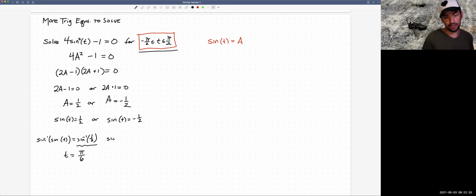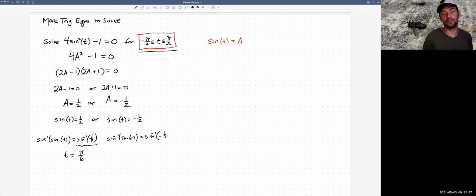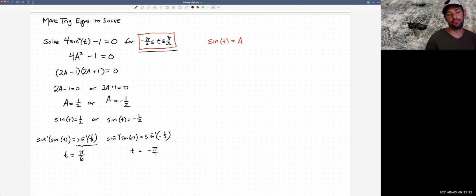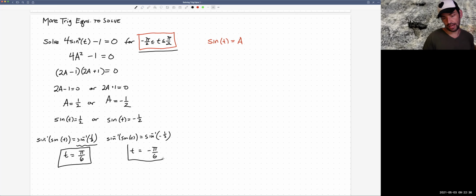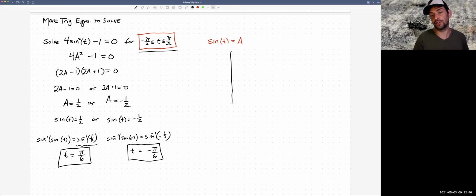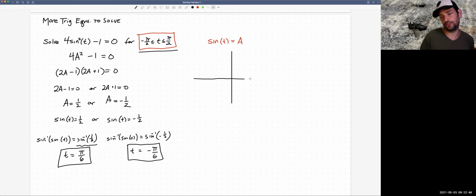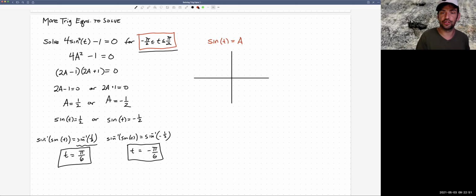And then we do the same thing here. Sine inverse of sine of t is sine inverse of negative 1/2. So in this case, t is equal to negative pi over 6. So these are the answers that a calculator will give, and in this case, they're correct. But it's still good to revisit our unit circles. In the case where the inverse trig function doesn't quite give us the right answer, we just make sure we understand the geometry of the situation.